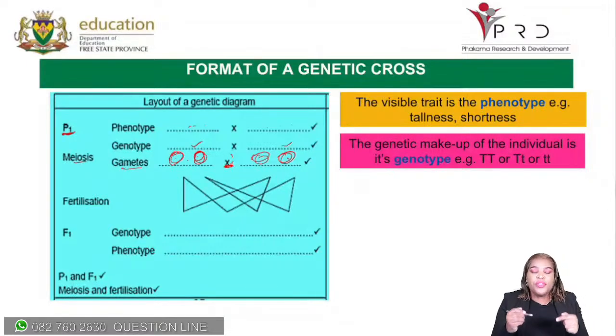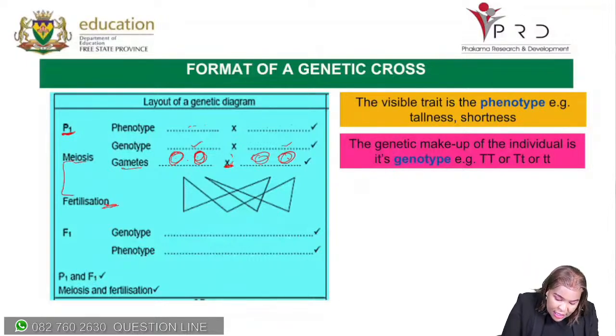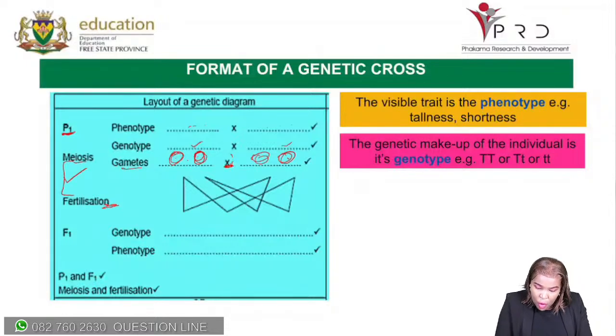And what do you do with those gametes? You do fertilization, meaning you cross them. So if you've written meiosis and fertilization, you are going to get 1 mark. And then you've already gotten 1 mark for this, 1 mark for that, 1 mark for writing meiosis at the right place, fertilization at the right place. And please do not write fusion. Write fertilization.